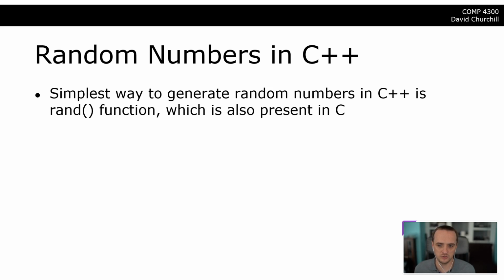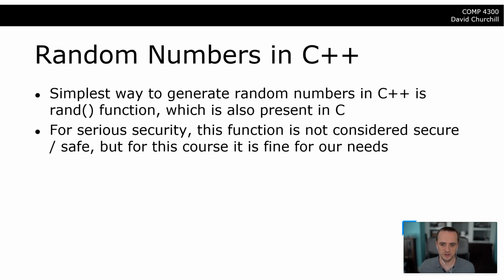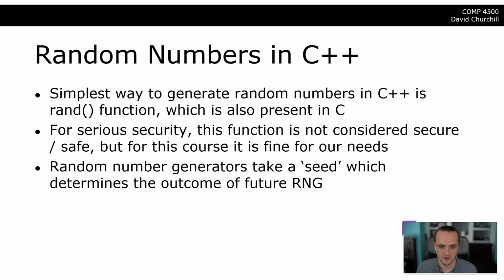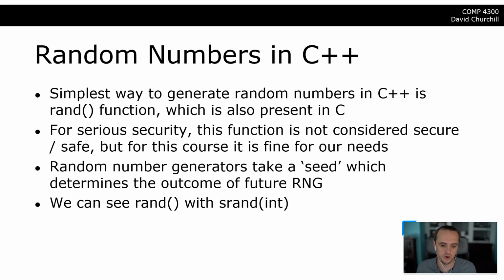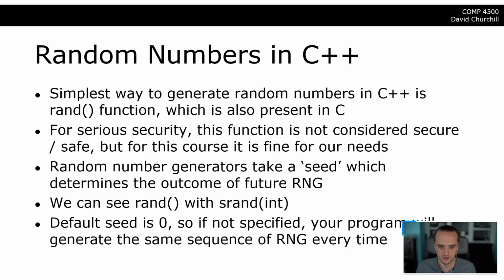So the simplest way to generate random numbers in C++ is the rand function, which is also present in C. For serious security, this function is not considered secure or safe. But for this course, it's fine for our needs, okay? All right. Random number generators take a seed which determines the outcome of future RNG. And if you want to seed rand, you can use it with srand int.